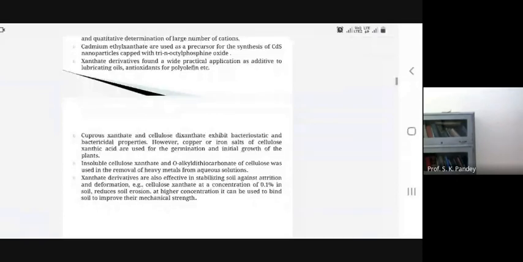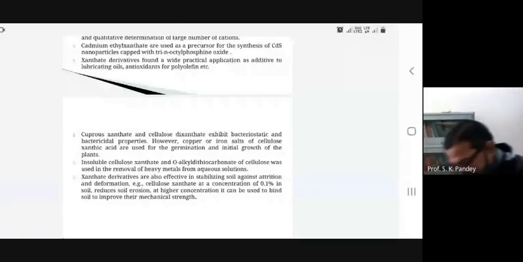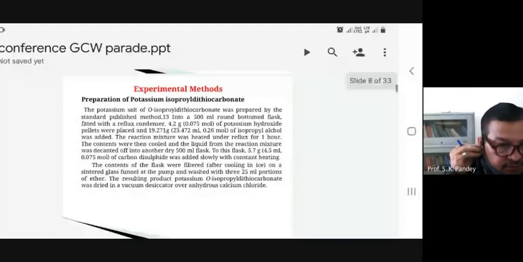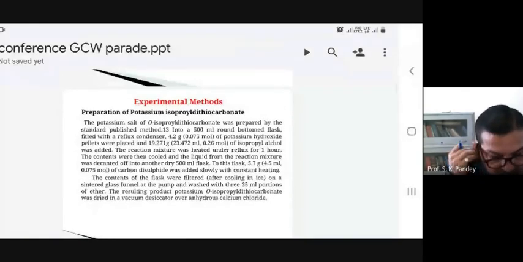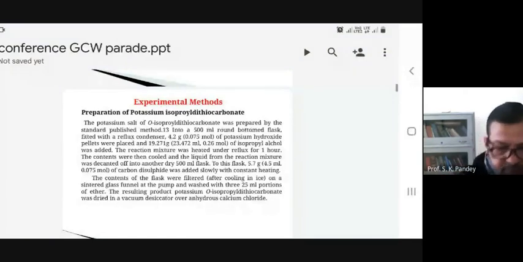For example, cellulose xanthate at a concentration of 0.1% in the soil reduces soil erosion, but when it is present in high concentration, it binds soil to improve its mechanical strength. Then the experimental method used for the preparation of the different adducts involves three steps: preparation of the potassium salt, preparation of the parent compound, and preparation of the adducts.